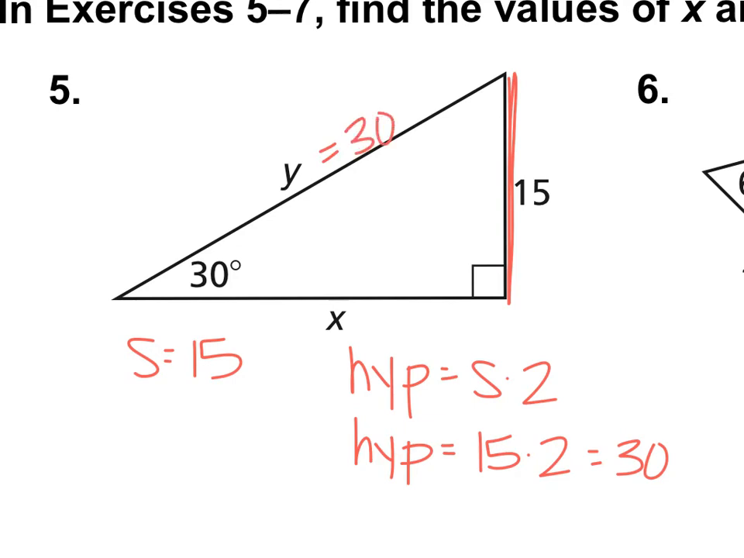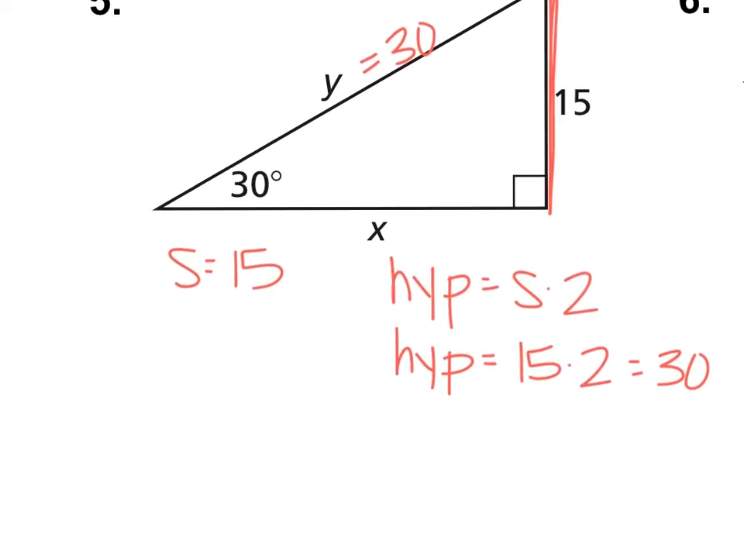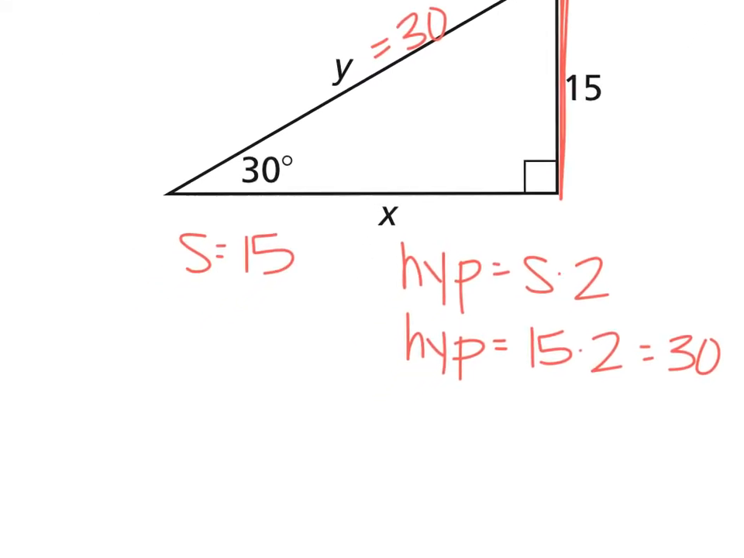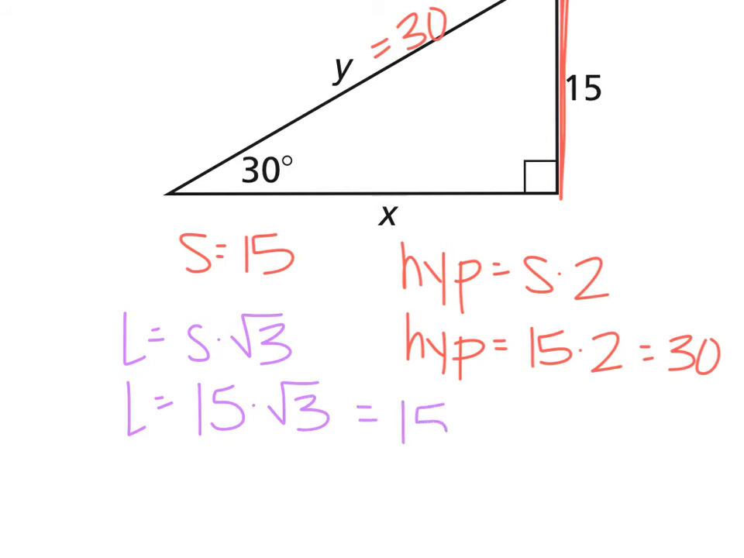Sounds pretty simple. Okay, so now to find our long side, we know that our long side is equal to our short side times radical 3. So our long side would just be our short side, which is still 15, times radical 3. So you would just write that as 15 radical 3. So our long side, or in this case our x, is equal to 15 radical 3.